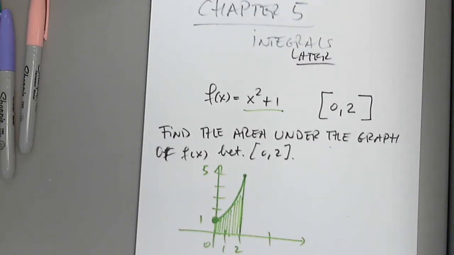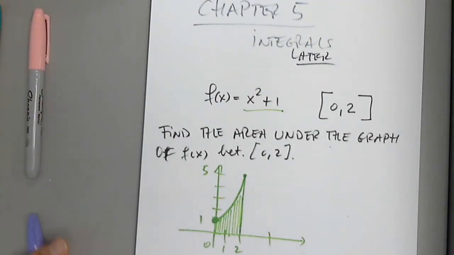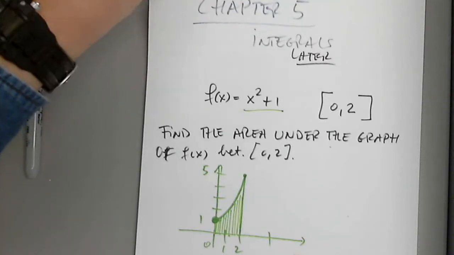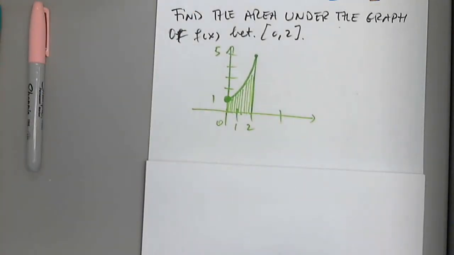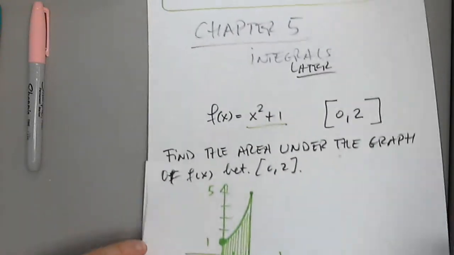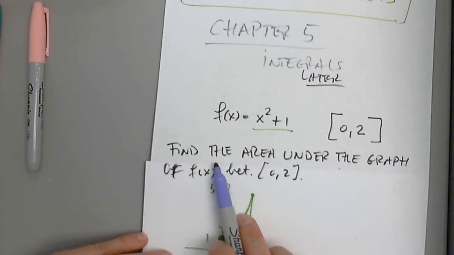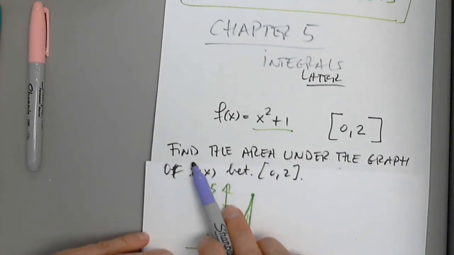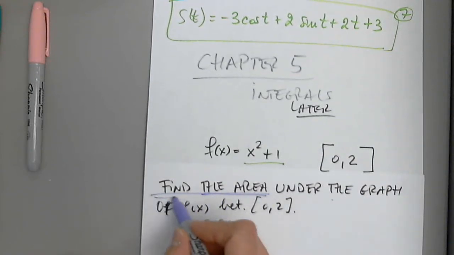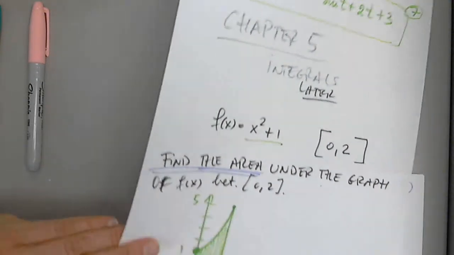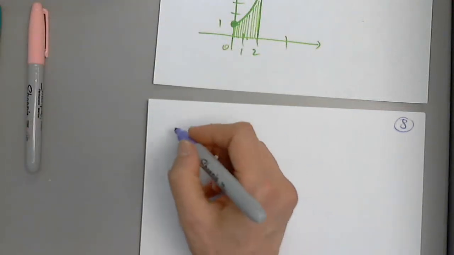At this point in time, we do not know how to find the exact area. We will, hopefully, by the end of the class today. But we can approximate it. So I'm going to continue the question and say, I cannot find it exactly at this point. So finding the area is really not possible at this point. So I'm going to say, approximate the area.